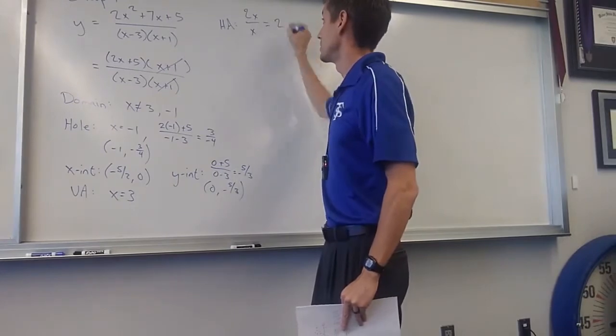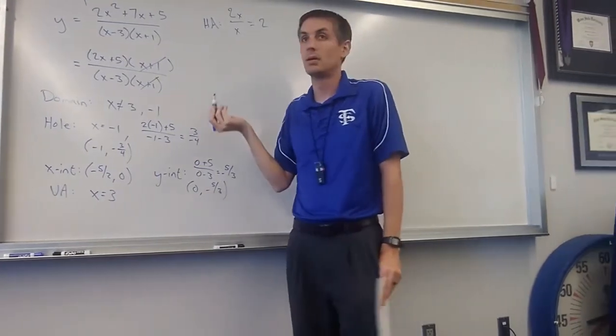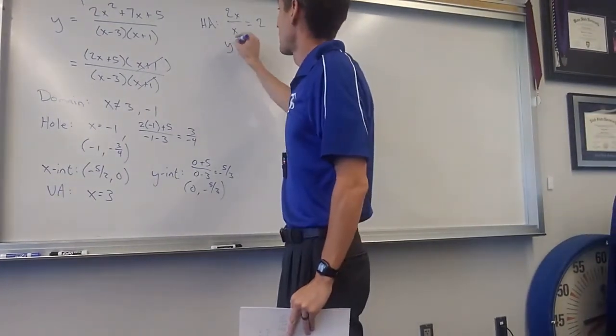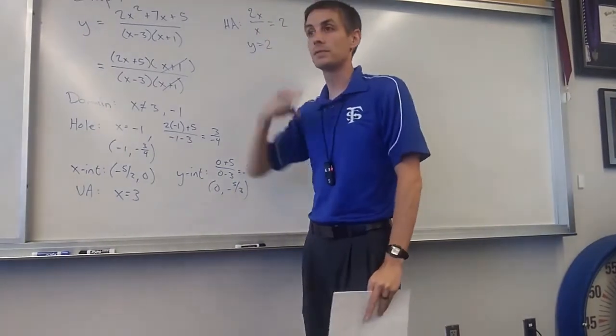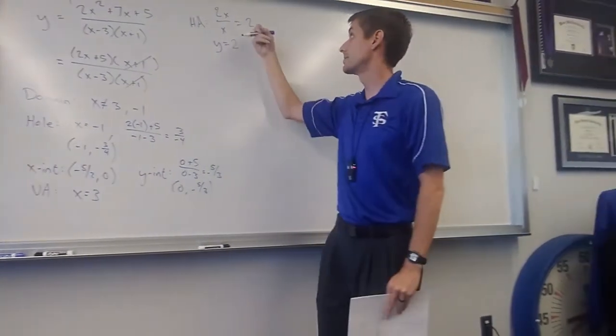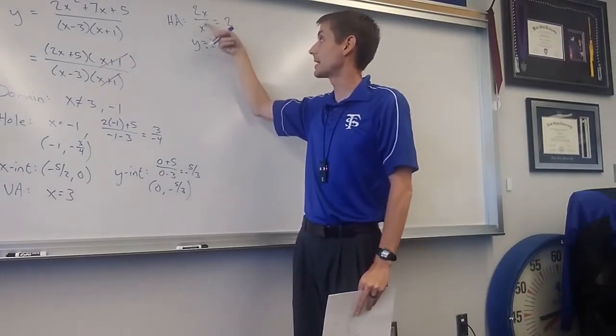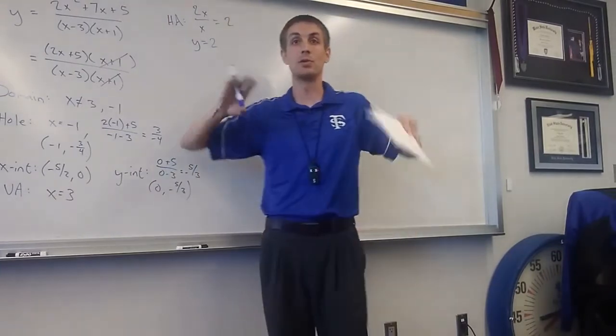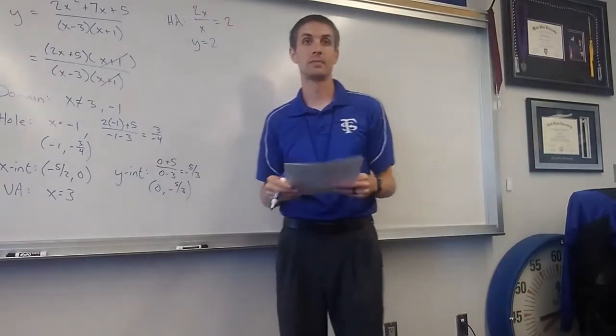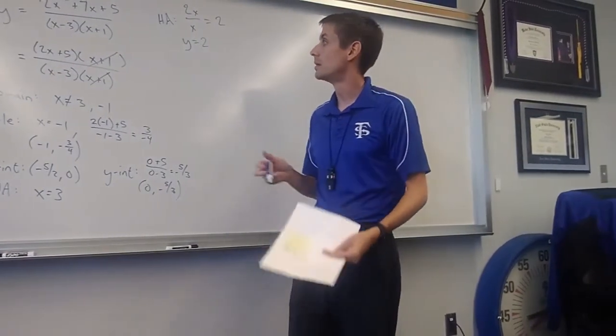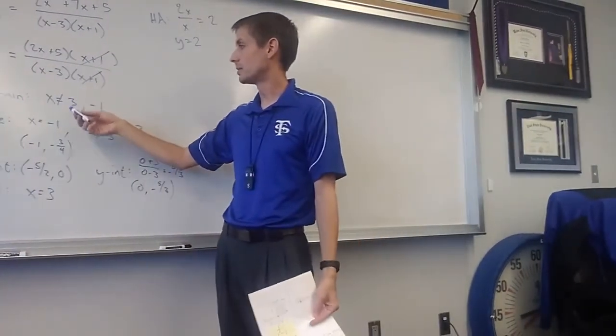No matter how big x is, that ratio is going to be approximately 2 as it gets really large. Okay? So we've got our domain, we've got a hole, we had an x and y intercept, a vertical asymptote, and a horizontal asymptote. Lots of good information that we can put onto a graph. So let's plot what we know so far.